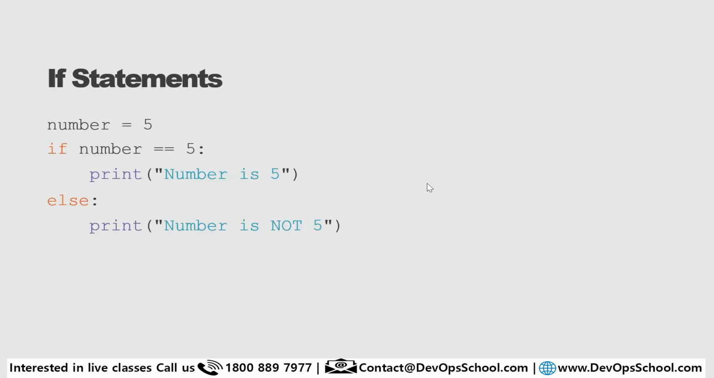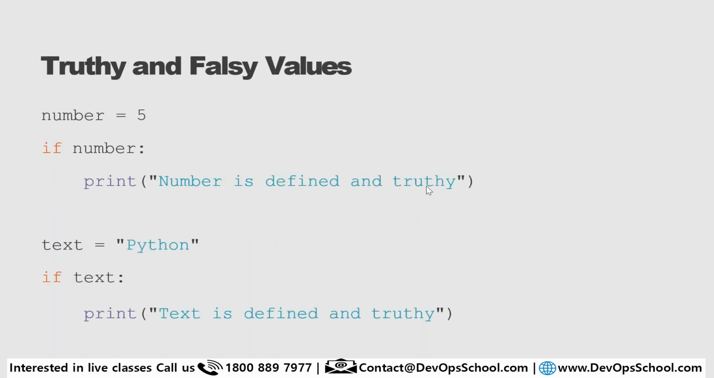So here you see that there is one more way to use this. Number is an integer 5. If number is equal to 5, then print number is 5, else print number is not 5. Here, truthy and falsy values. So here you can see that number is equal to 5 if number.